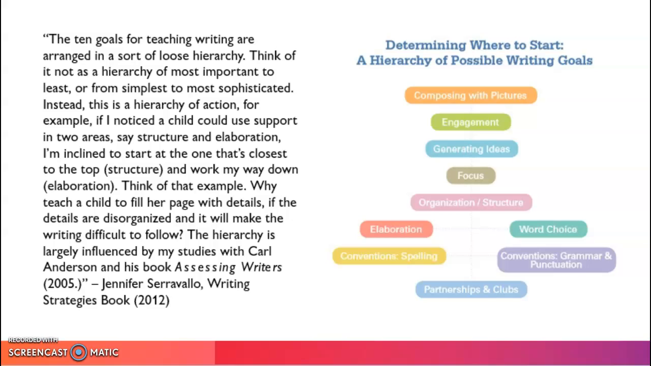The model you're seeing is determining where to start: a hierarchy of possible writing goals. The 10 goals for teaching writing are arranged in a sort of loose hierarchy. Think of it not as most important to least, or simplest to the most sophisticated. Instead, this is a hierarchy of action. For example, if I noticed a child could use support in two areas, say structure and elaboration, I'm inclined to start at the one that's closest to the top, structure, and work my way down to elaboration.